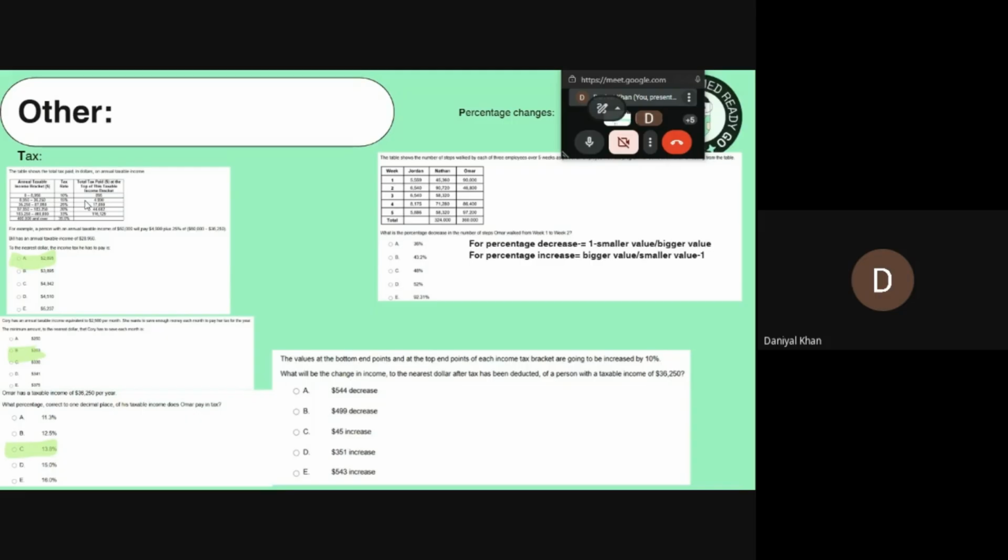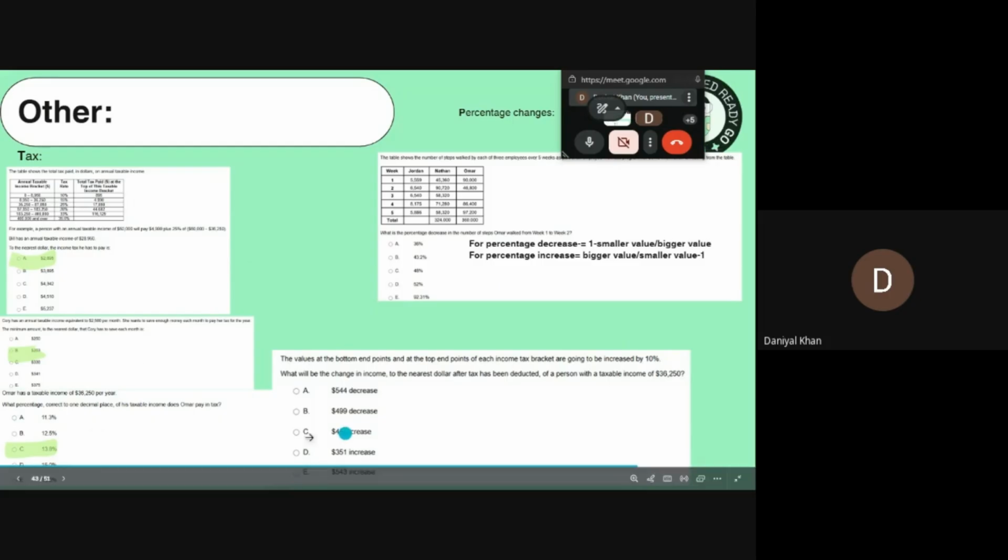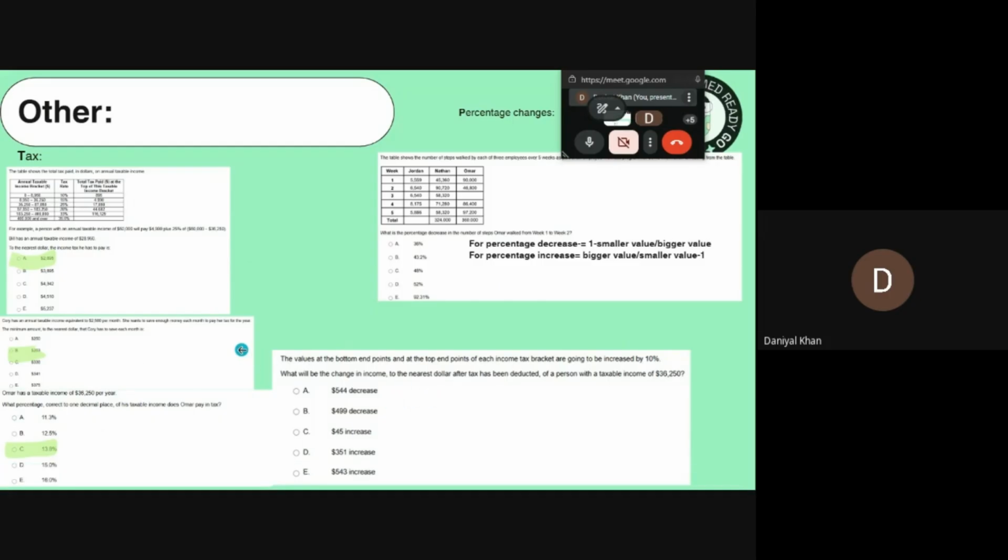Now, what would be the change in income after the tax has been deducted? Well, as you can see, you don't need to calculate all these other things. You can just compare the 4,990 to your $4,945. And you can see that the difference is just $45. So it's just a $45 increase. Does that make sense, guys?